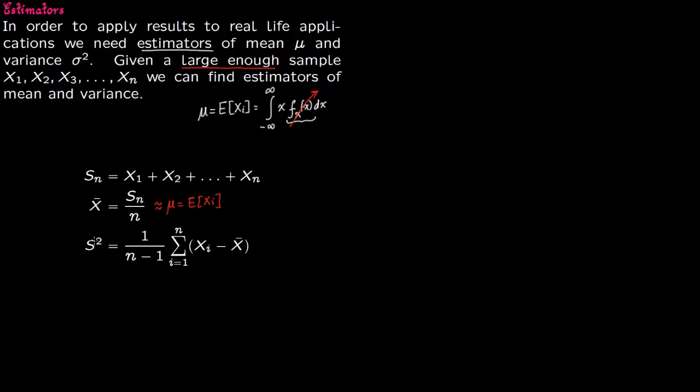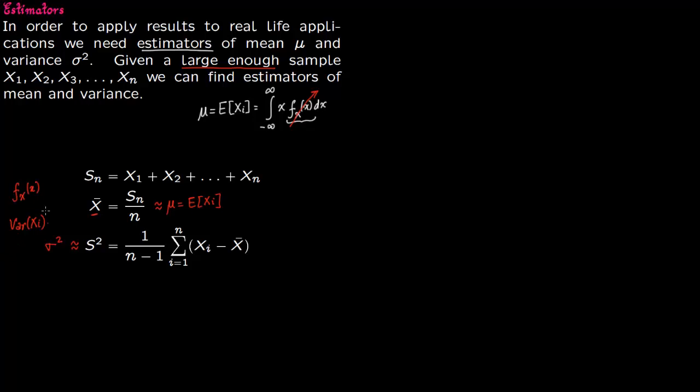Second is variance. So this s square is equal to 1 over n minus 1, summation i equals 1 to n, of xi minus x bar squared. This x bar is plugged in here, and this xi is all these x1, x2, x3 all the way to xn. Now this is the estimator for variance, sigma square. That is the variance of this random variable xi. So this sigma square is nothing but the variance of the random variable xi, and this random variable xi is drawn from the distribution function.